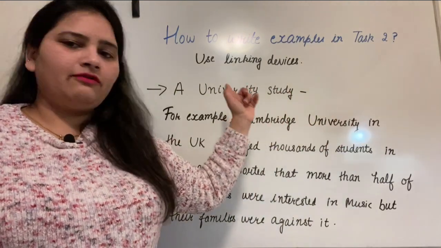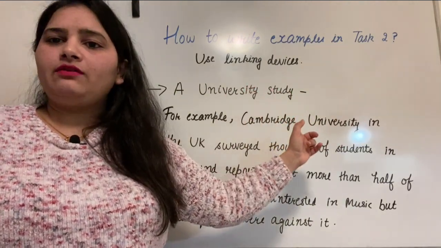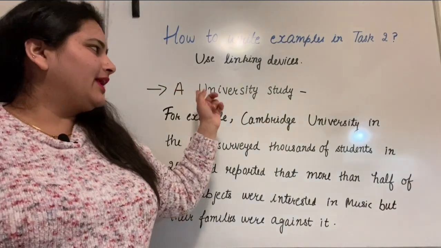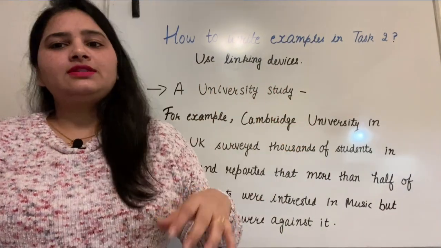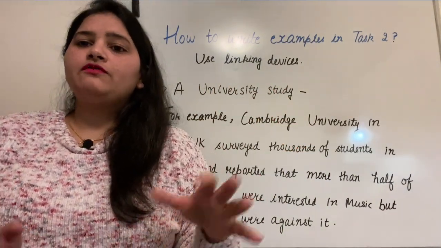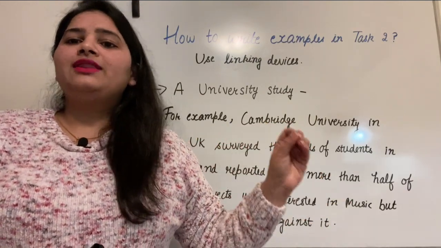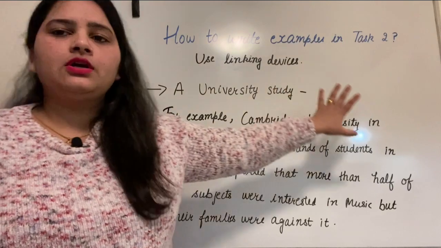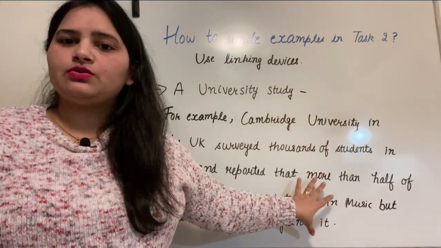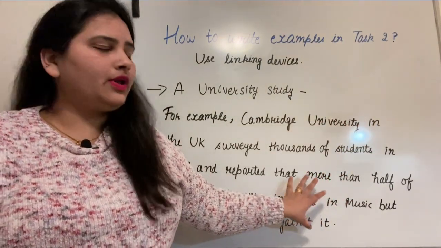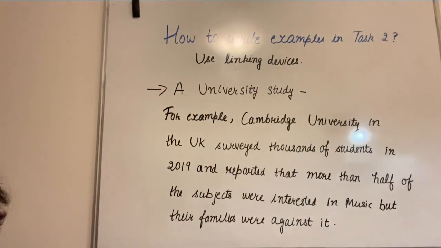This is very effective. If you're not finding any way to write examples, you can write a university study. You just need to write that some kind of study has taken place in a university and what they found. This is what you have to write. This is the way to write a university study. Okay, you can see this one.